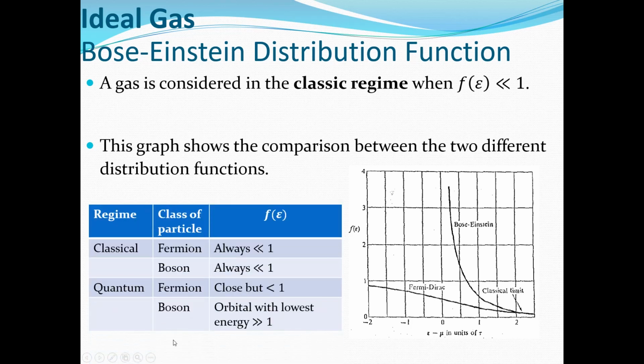So here's a quick recap of the important things. In the classical regime, fermions and bosons are both the same. The occupancy is going to be much less than 1. But when we get towards the quantum regime, the low temperature range, the fermion ends up still being less than 1, but at least closer to it, while the bosons will end up being drastically higher than 1.